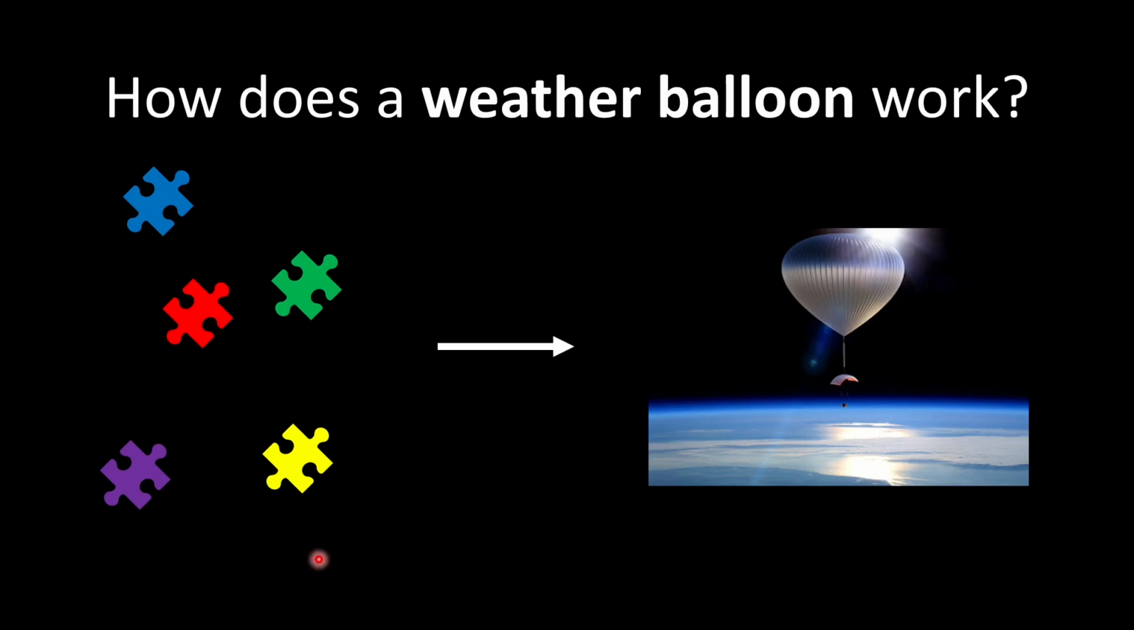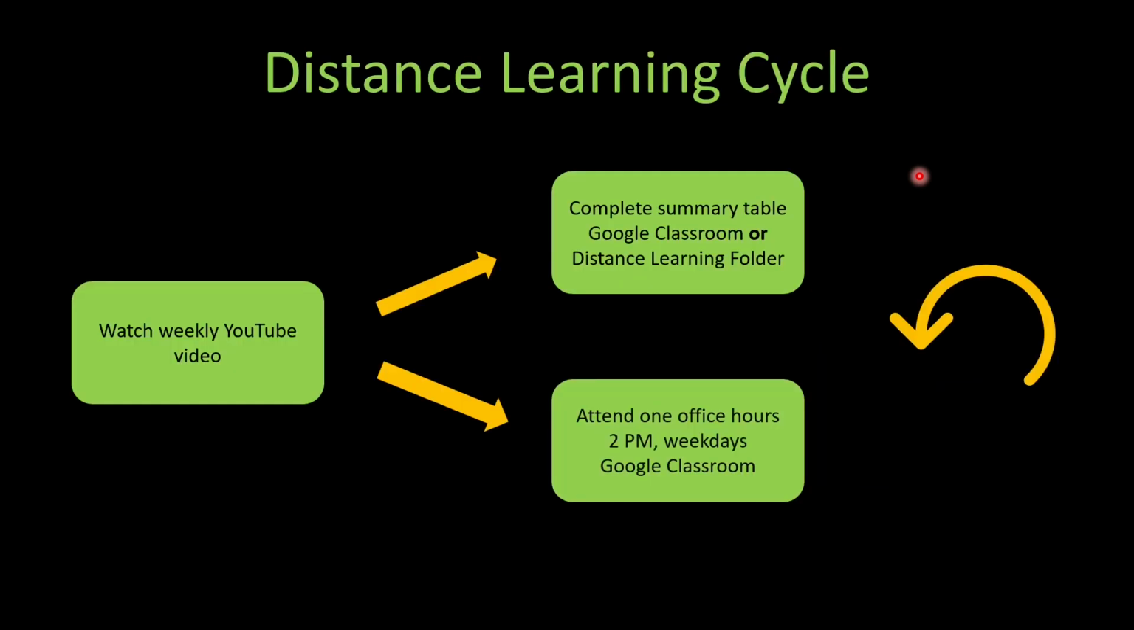Now, being able to piece together scientific information to come up with an explanation about how something works is a skill that you're absolutely going to need to be successful in college and also just in life in general. So it is absolutely worth your time to be engaging with this.